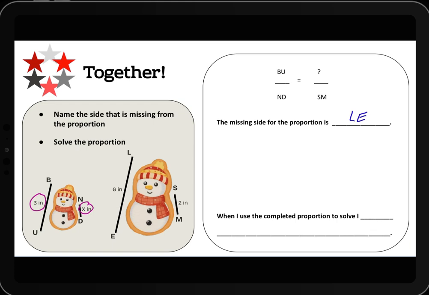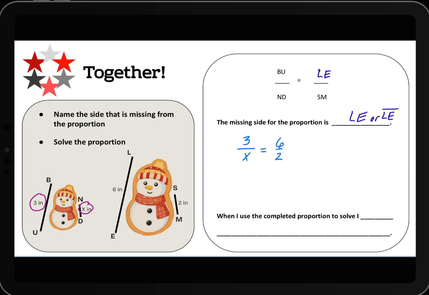You can either say LE, or if it's just naming a segment, you could technically do that if you wanted to. However, the length is what we care about, because that's what we want. So now that I know that, we have BU over ND, that is 3 over x, and that is going to equal 6 over 2.